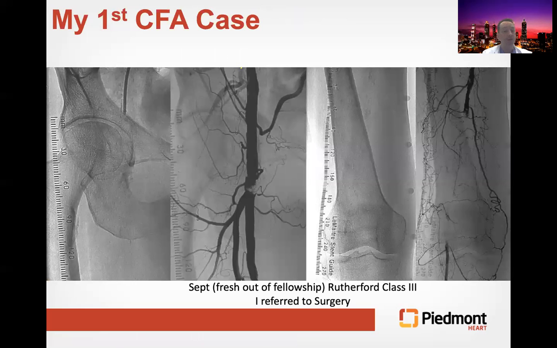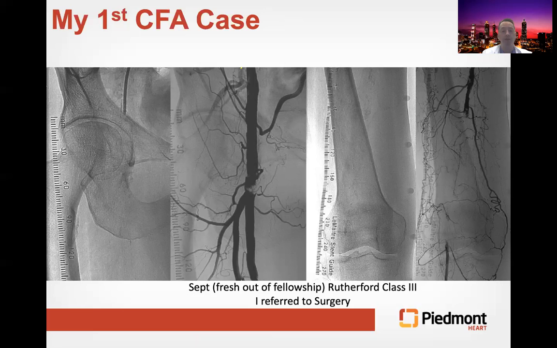And so some technical considerations, and I'll just bring up my first case that I ever did, my first CFA case as an attending. This was just a few months after leaving fellowship. This is a patient who presented to me who had Rutherford class 3 claudication. He had a focal common femoral stenosis as well as SFA popliteal disease. So in my opinion, it was heavily calcified disease.